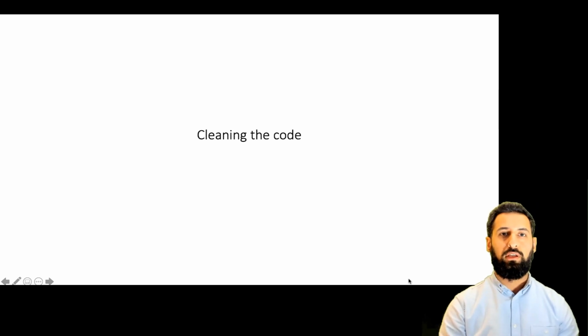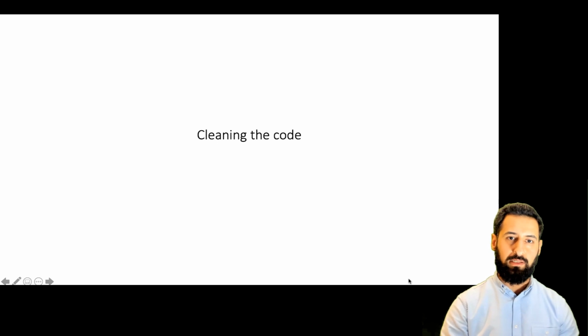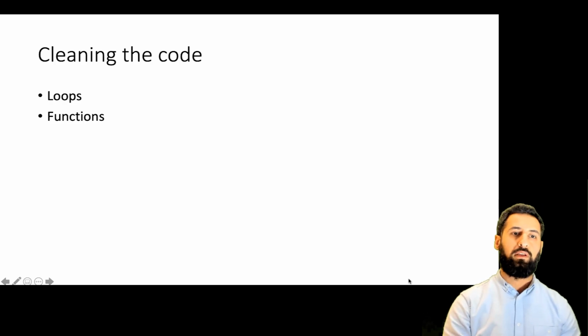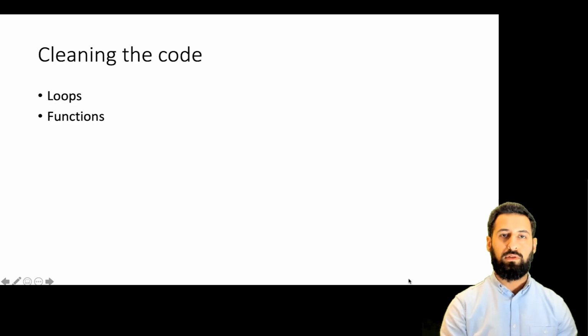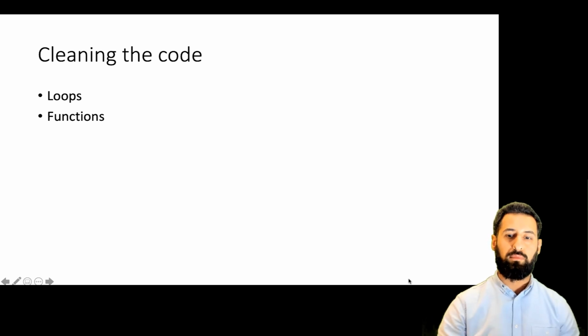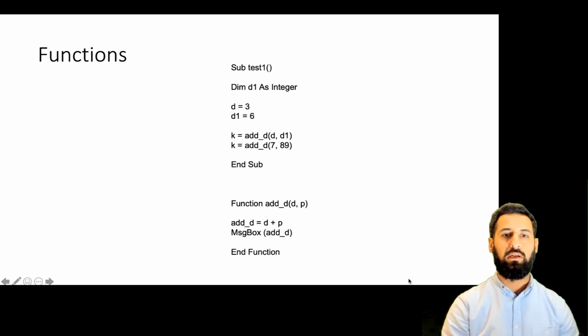After you're done with the testing, you probably have a very ugly code, a very long code, and it needs cleaning. So you can use loops and functions in order to decrease the number of rows of your code and make it more efficient and much more neat looking. And there are a lot of different examples on the web on how to create functions.